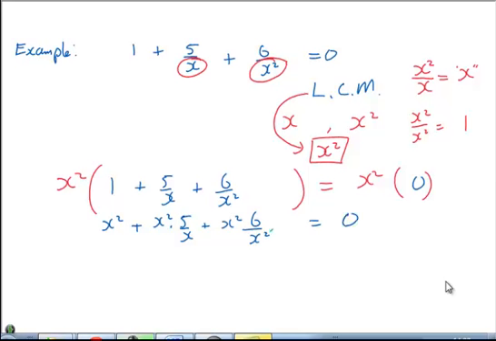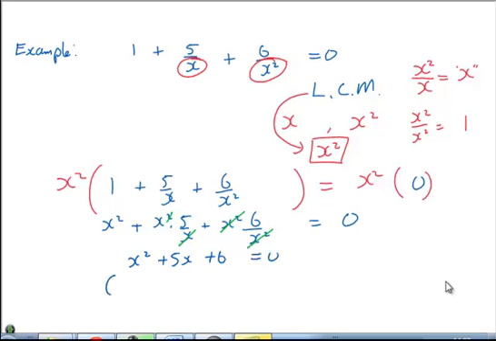In this case, that cancels with that. x squared divides into x squared one time. x divided into x squared, you get x out. And you're left here with x squared plus 5x plus 6 is equal to 0.